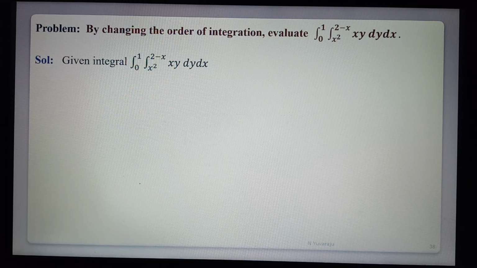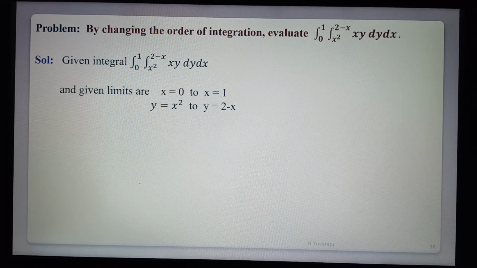First, integrating the limits: the x limits are constants and the y limits are functions of x. The x limits are 0 to 1, constants, and the given region of integration consists of a vertical strip. So the x limits are 0 to 1 and the y limits are x square to 2 minus x.